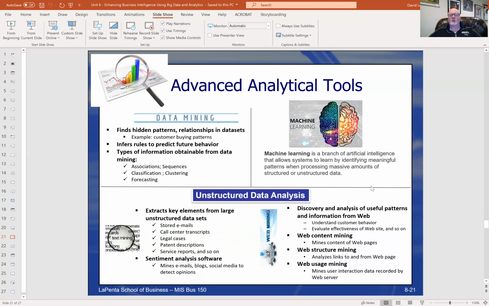Another advanced analytical tool is what they call machine learning. It's actually a branch of artificial intelligence that allows systems to learn based on the data that they're studying. The more they study a specific type of data, the more associations and clustering can happen, and it almost helps them with more precision as to how the algorithm evolves. It's as if the system is teaching itself. And they're looking for meaningful patterns when processing massive amounts of big data.